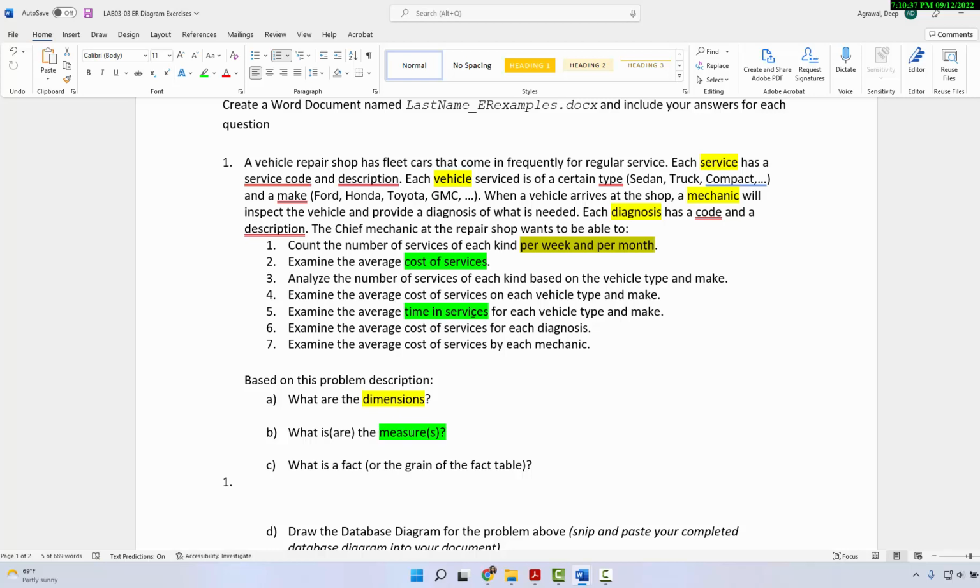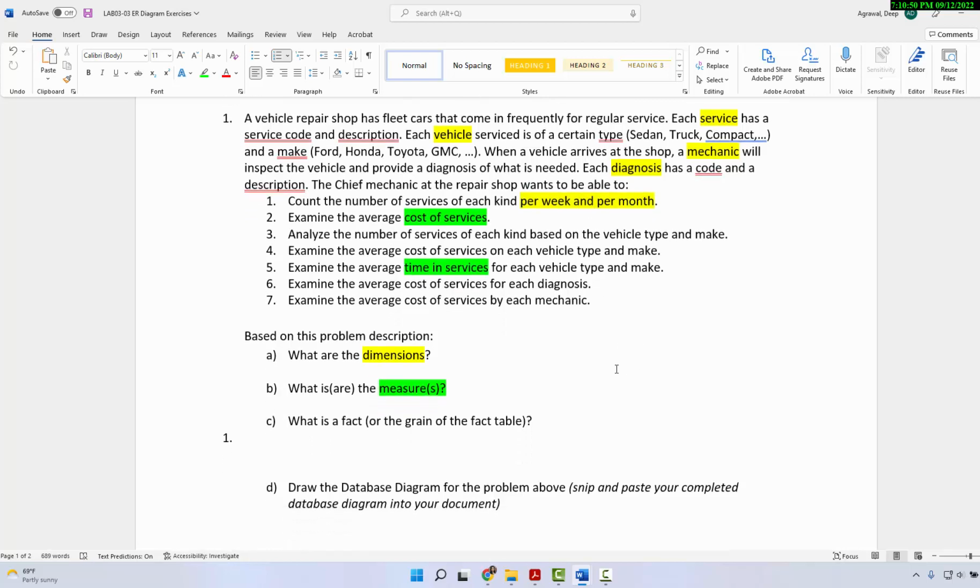And then in time in service, think about you are capturing the time spent in the service. So if a car comes at 10 a.m. and leaves at 12 noon, then the time is going to be like 2 hours or 120 minutes, depending on how you want to measure it. So this is the duration of service, and this is the date of the service. So two different things here.